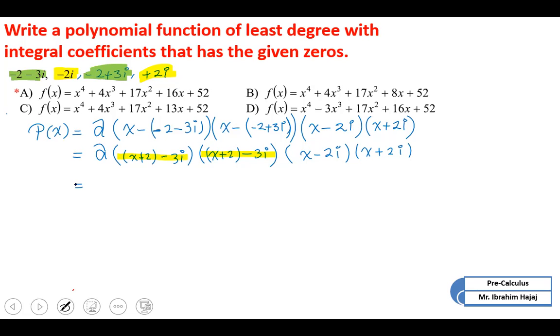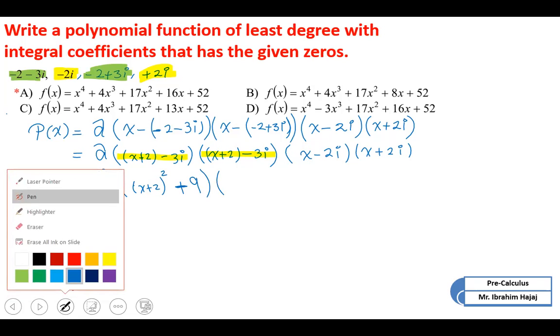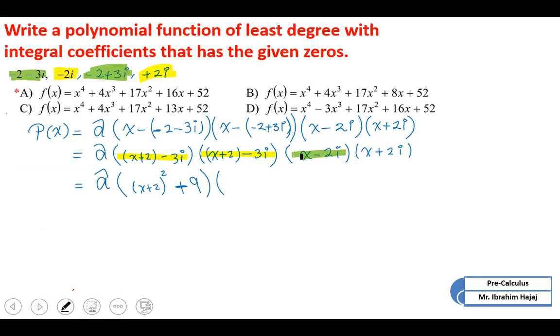So it's a here, and then x plus 2 multiplied by x plus 2 becomes x plus 2 all squared, minus square the second: squaring 3i gives 9i squared, and i squared is negative 1, so it becomes positive 9. And multiplying x minus 2i by its conjugate, x plus 2i, is going to give us squaring the first, x squared, and then square the second, becomes 4i squared, which is positive 4, because i squared is negative 1.